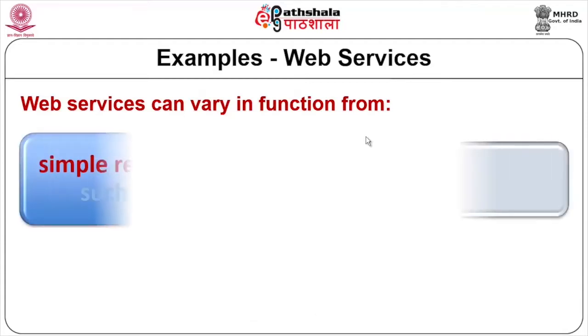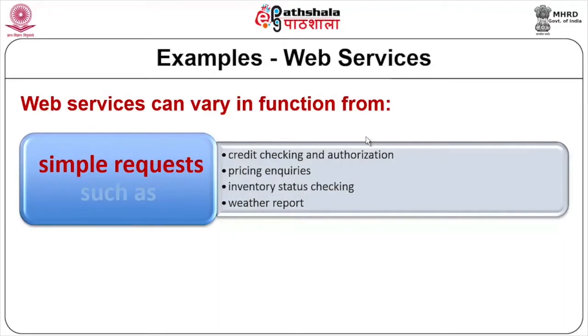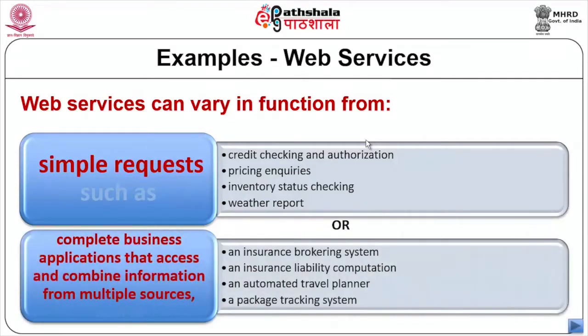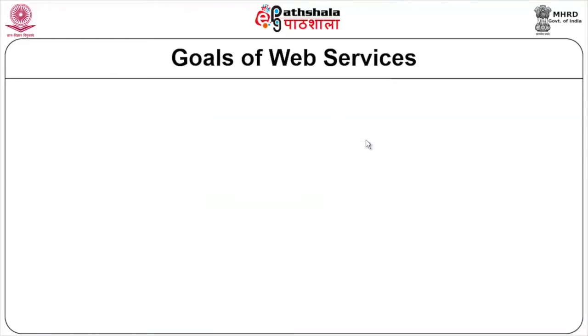So, it can vary in the form of the function. It can be a simple request without any further additions. I can simply ask for certain information. So, it will be given to me: credit checking, how much money can I withdraw, or pricing enquiries. All these are simple business, or it can be a very complex business model with many components put together. Typically a brokering system, an insurance liability, a travel plan, all these come under the complex systems.